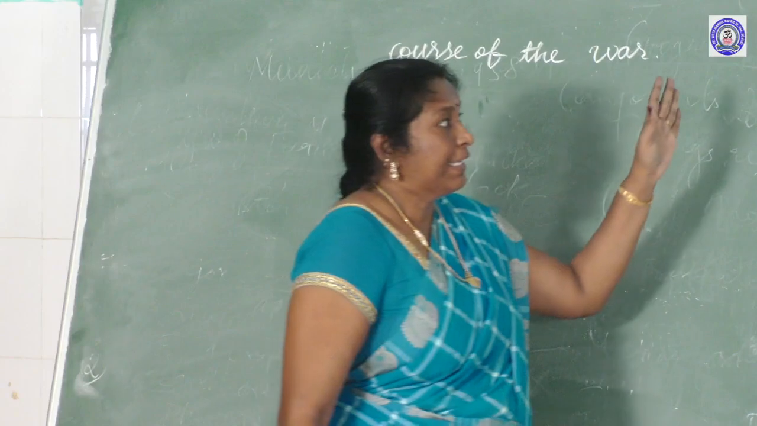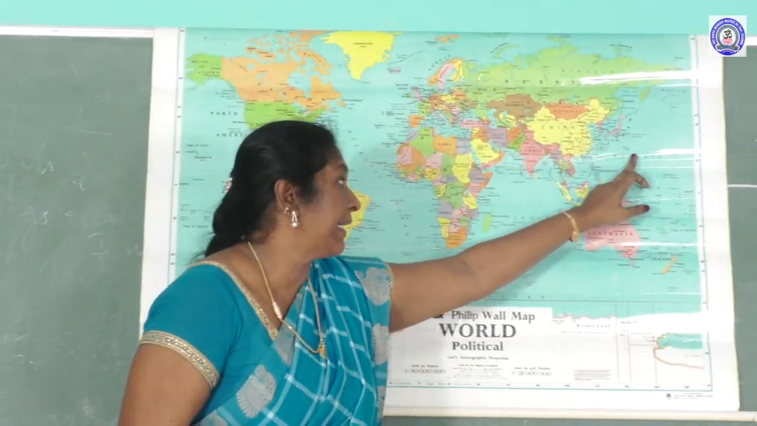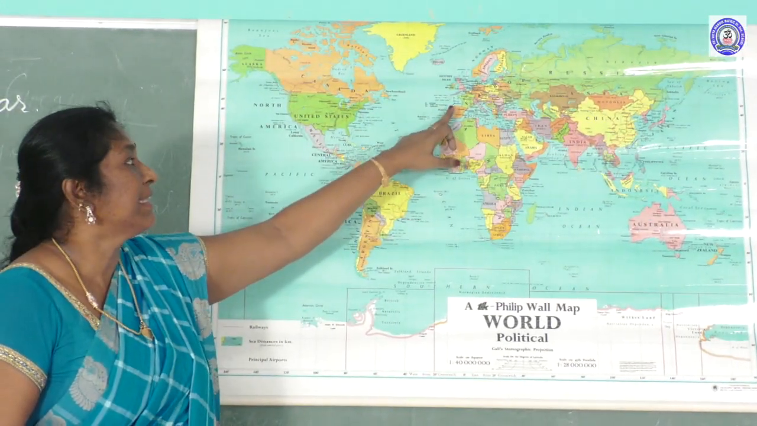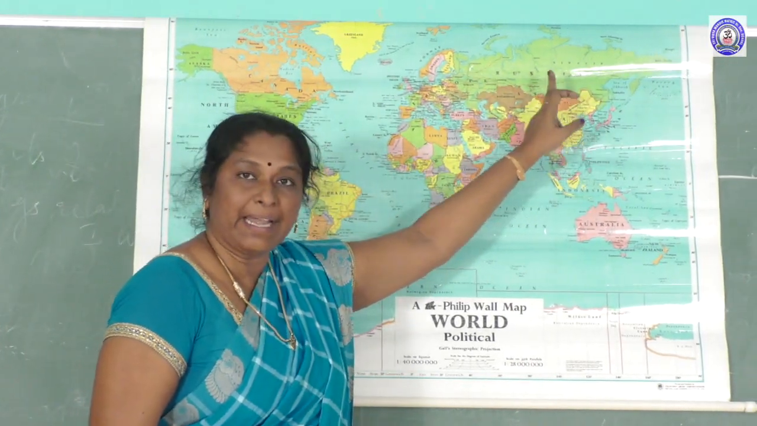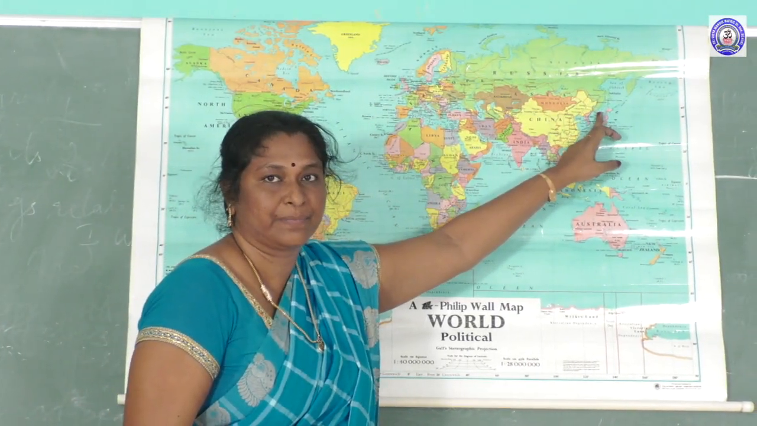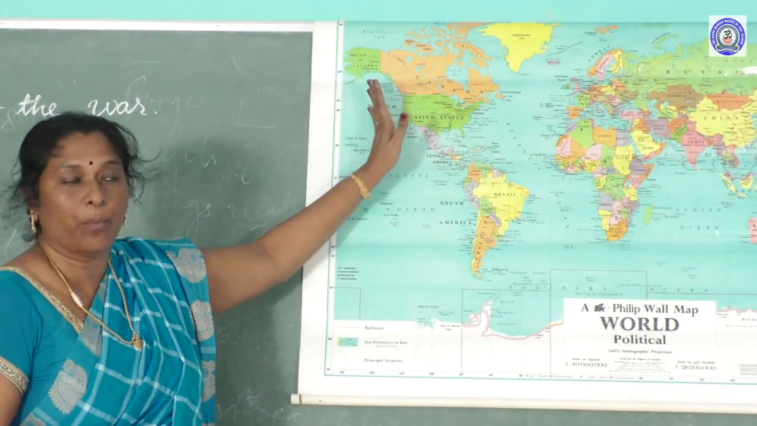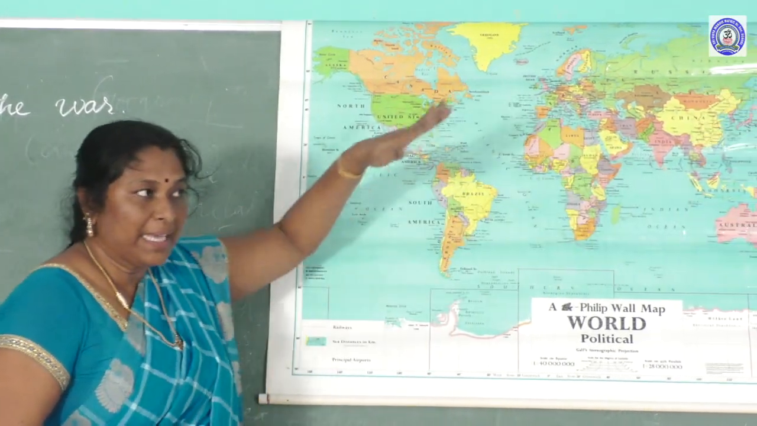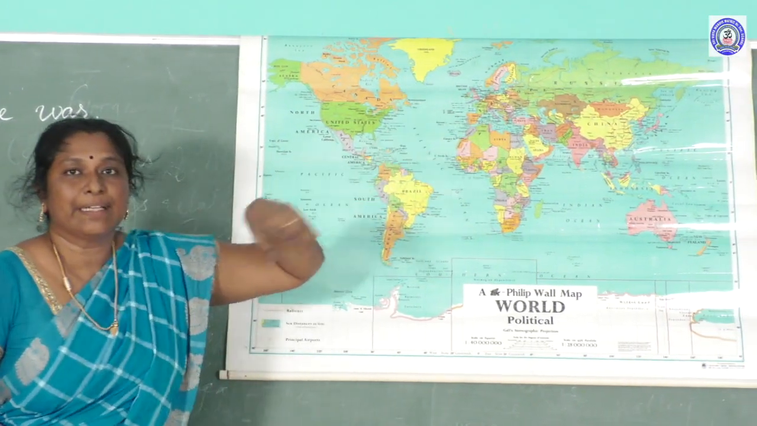One is Europe side and another one is Asia Pacific side. So the Europe side allies fought with Germany and Italy. Asia Pacific side allies fought with Japan. See what is the reason somebody will think about allies fought with Japan and at the same time allies fought with Germany and Italy. You know that already.